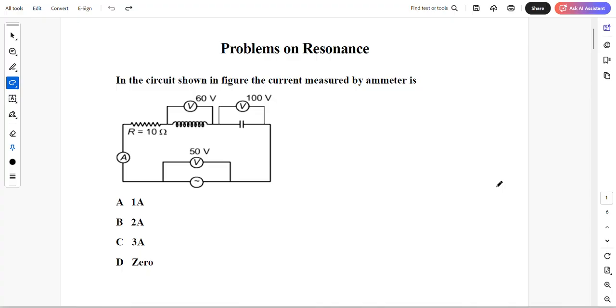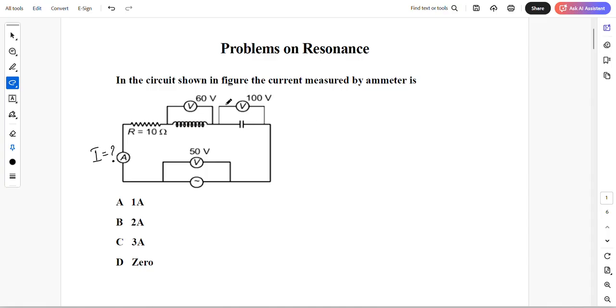Today we'll be seeing part 2 of the problems on resonance. This is the first problem. In the circuit shown in the figure, what is the current measured by the ammeter? First, let us check whether the circuit is in resonance or not.